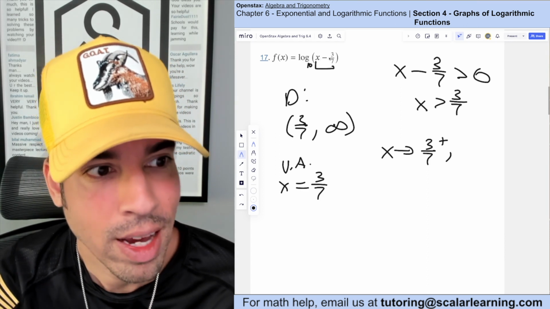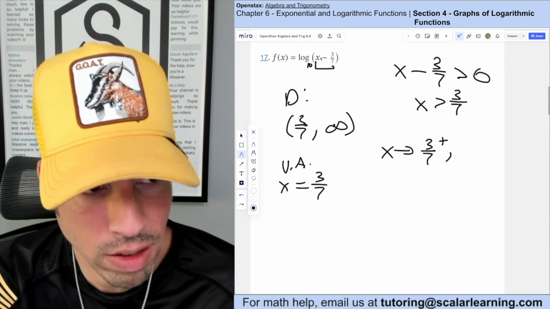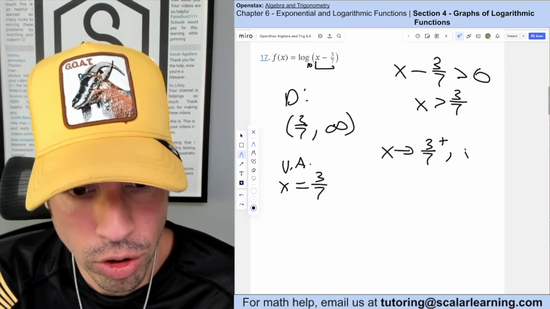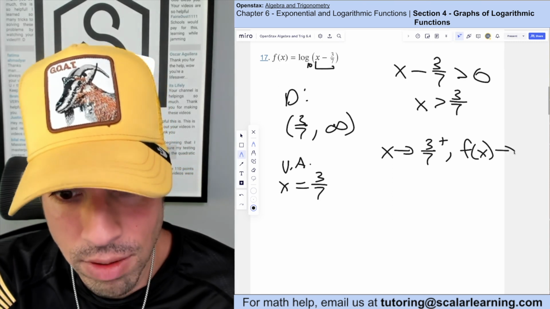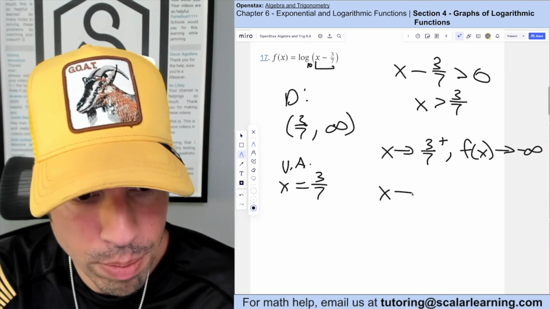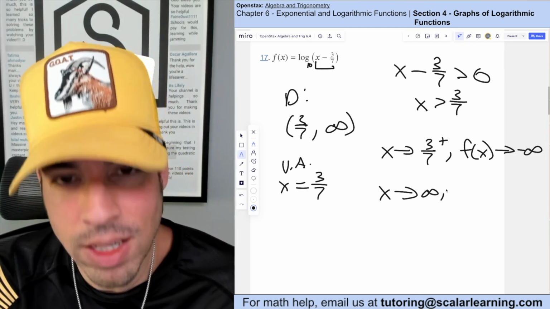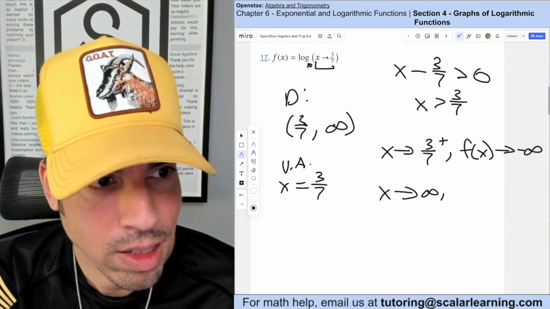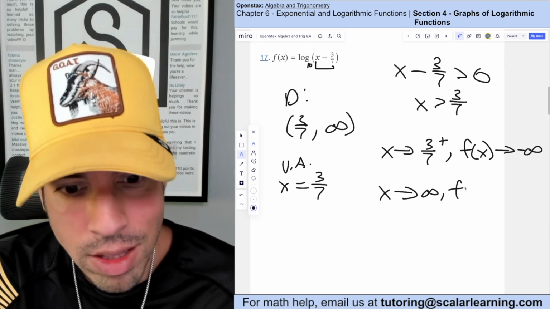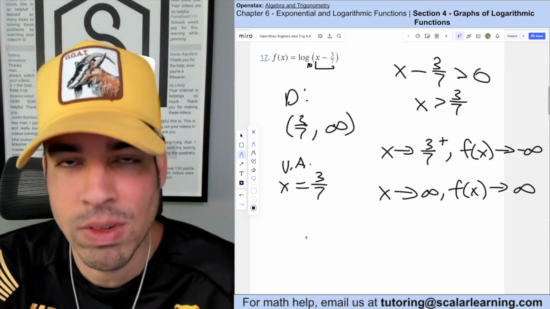So what you see is as x gets closer and closer to 3/7, we're getting closer and closer to an argument of 0, which means the function value is getting closer and closer to negative infinity. Okay, now when we get to the other side, as x approaches infinity, as it gets bigger and bigger, this argument is going to get huge, and as we take logarithms of larger and larger arguments, the function value is also going to go towards infinity. So there's the end behavior, there's everything done.